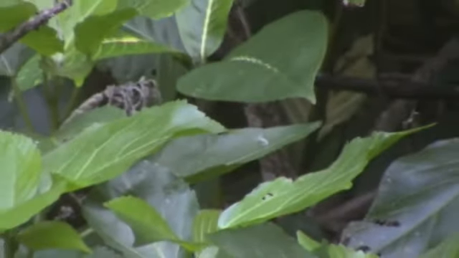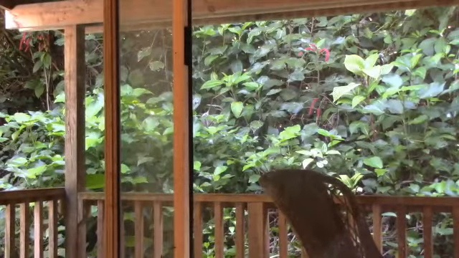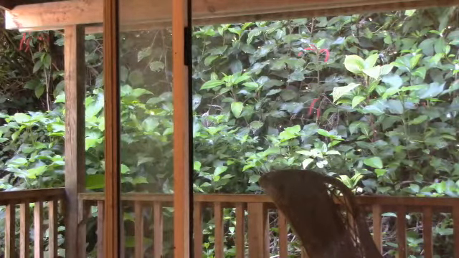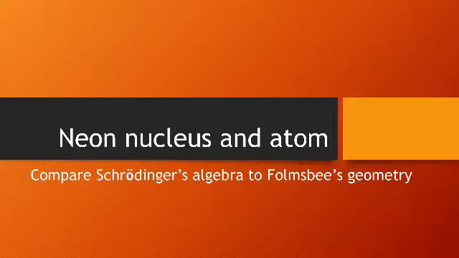And also, other researchers around the world have also put images together of their idea of what neon looks like if you could magnify it by about 10 trillion power. So I'm going to show you a few words about the subject today. Now, as we can see, I'm going to be talking about Schrodinger's algebra.